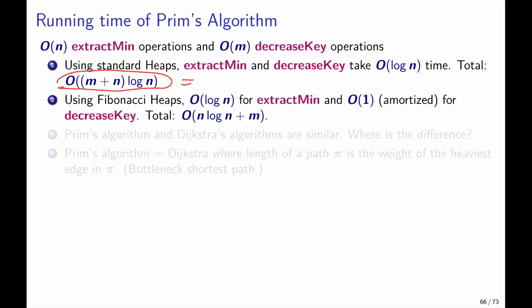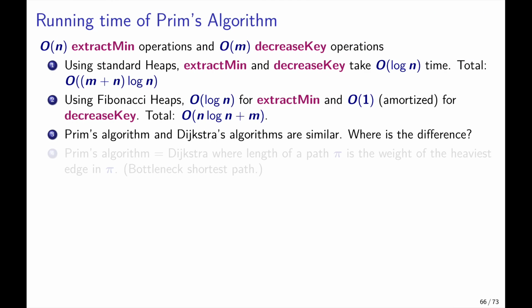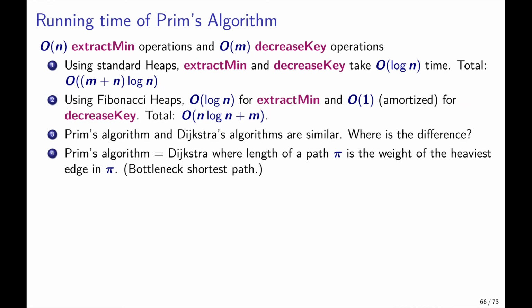And using Fibonacci heaps, as we already saw for Dijkstra, we get running time m plus n log n. So that's good. So we can implement Prim's algorithm as efficiently as Dijkstra, and we are happy. It's a pretty efficient algorithm.